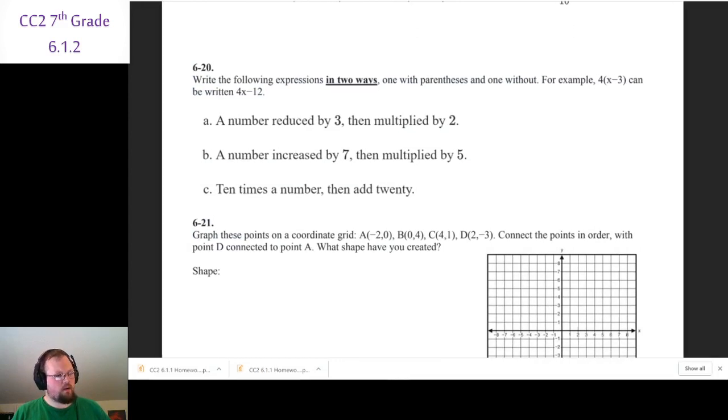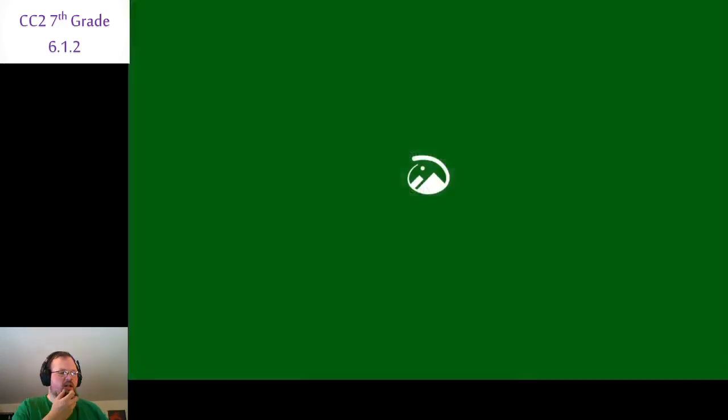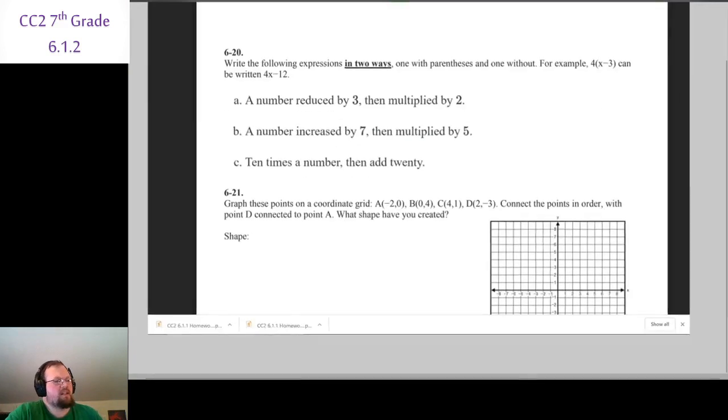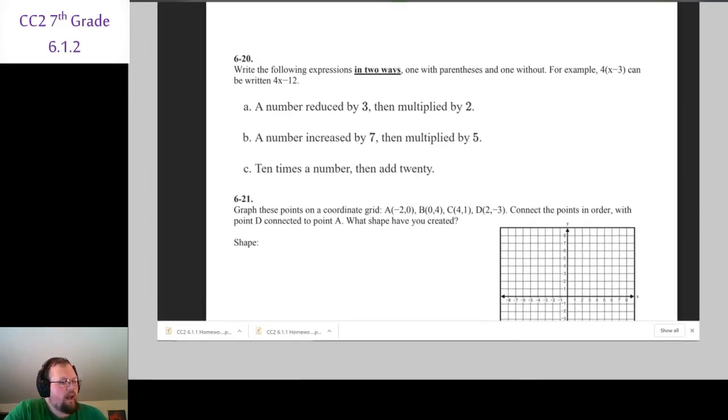These ones are going to be weird. You're writing an expression in two ways, one with parentheses and one without. So for a number reduced by 3, anytime you see the phrase a number, that stands for x. Reduced by 3 means you do -3. And then it says multiplied by 2. That means the entire expression is multiplied by 2. And you might be thinking, where am I going to get the other expression for this? How did they take an expression with parentheses and get the other one?